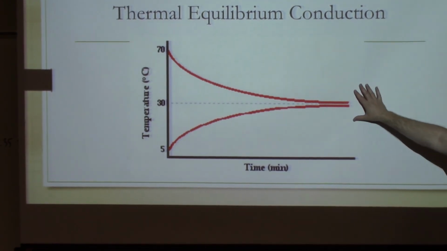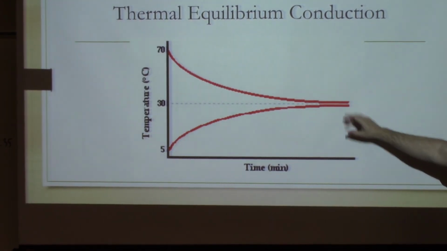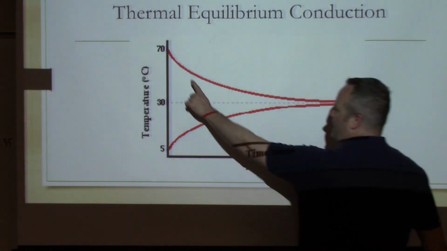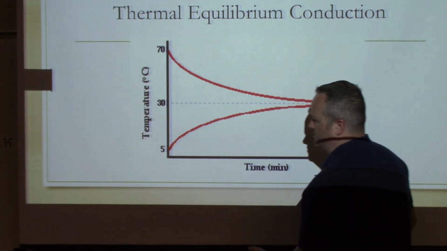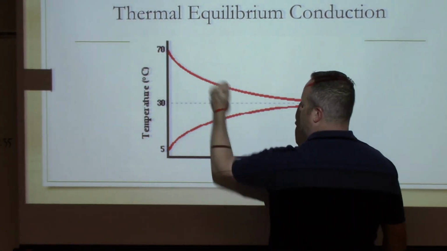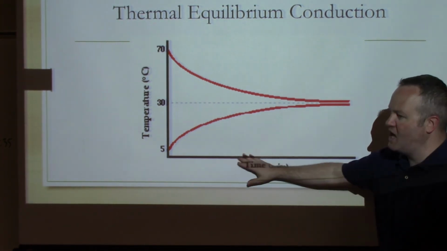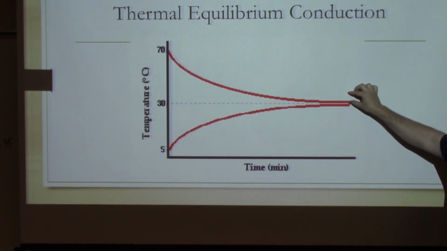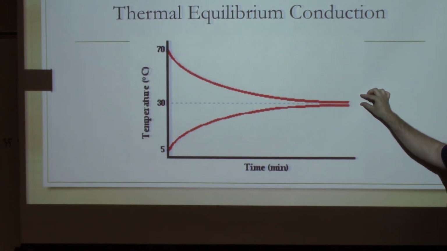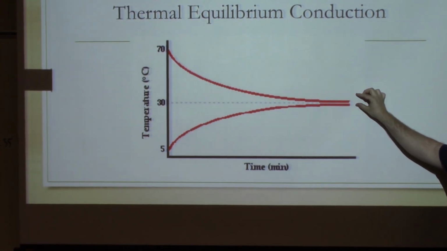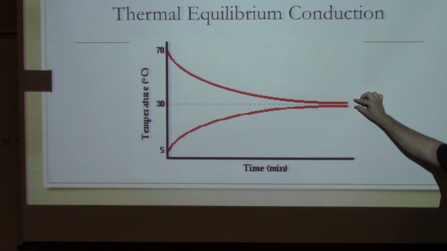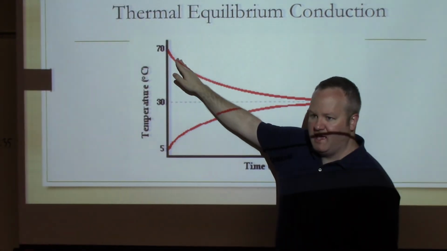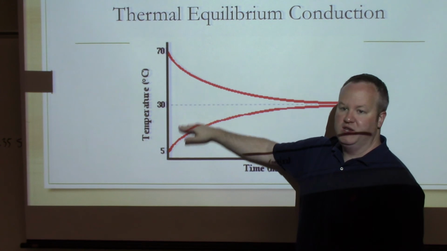So these graphs are actually very common. What it's showing you is you have a hot item and you have a cold item. So this is around 5 degrees Celsius and 7 degrees Celsius. And over time, they're going to reach what we call a thermal equilibrium. Now, what does thermal equilibrium mean? Same temperature. Same temperature, exactly. So the hot one has to lose some energy, and the cold one gains some energy.